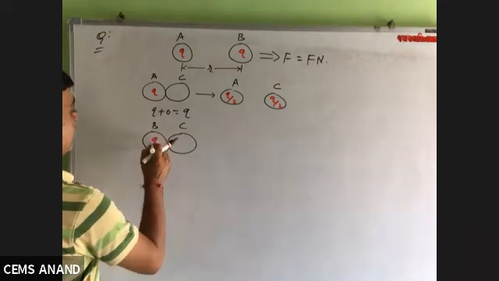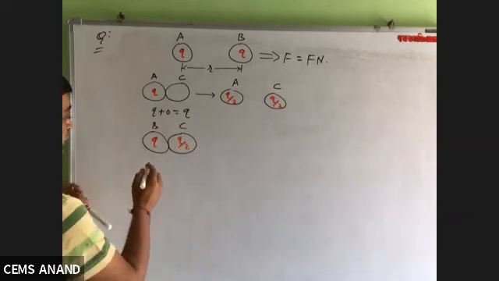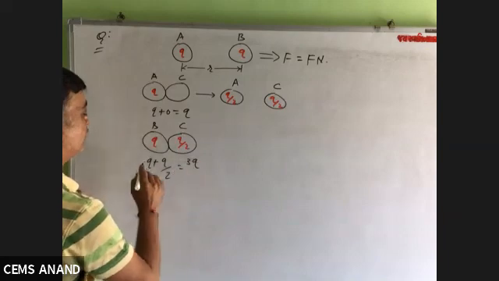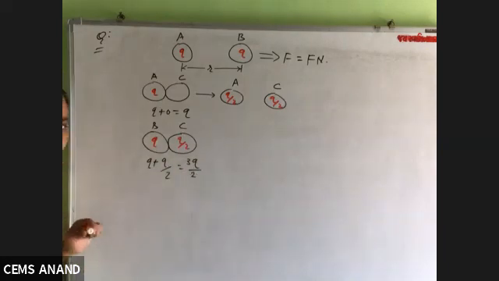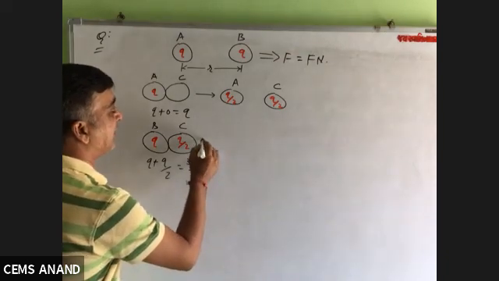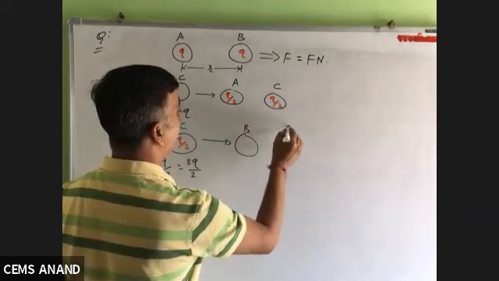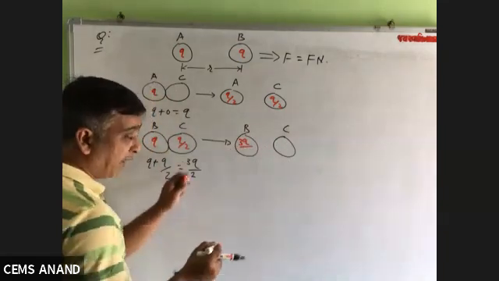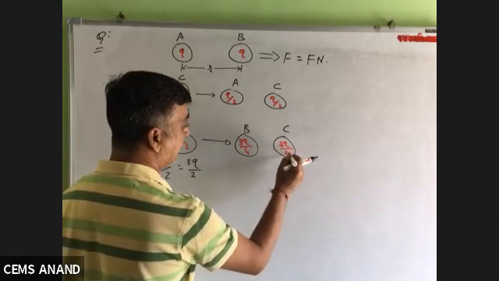Now B has Q. What is the charge on C now? It's Q by 2. So the total charge is Q plus Q by 2, which is 2 plus 1, take LCM, then 3Q by 2. And then it gets divided equally between both B and C. So the value is 3Q by 4 each, half of this.